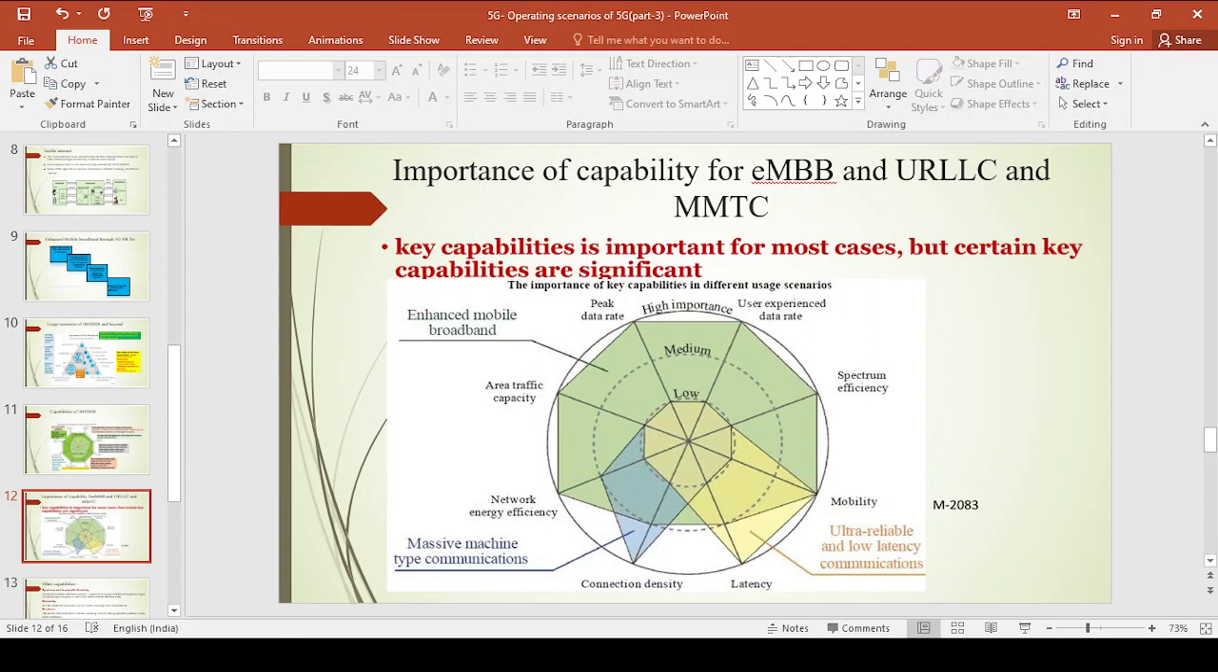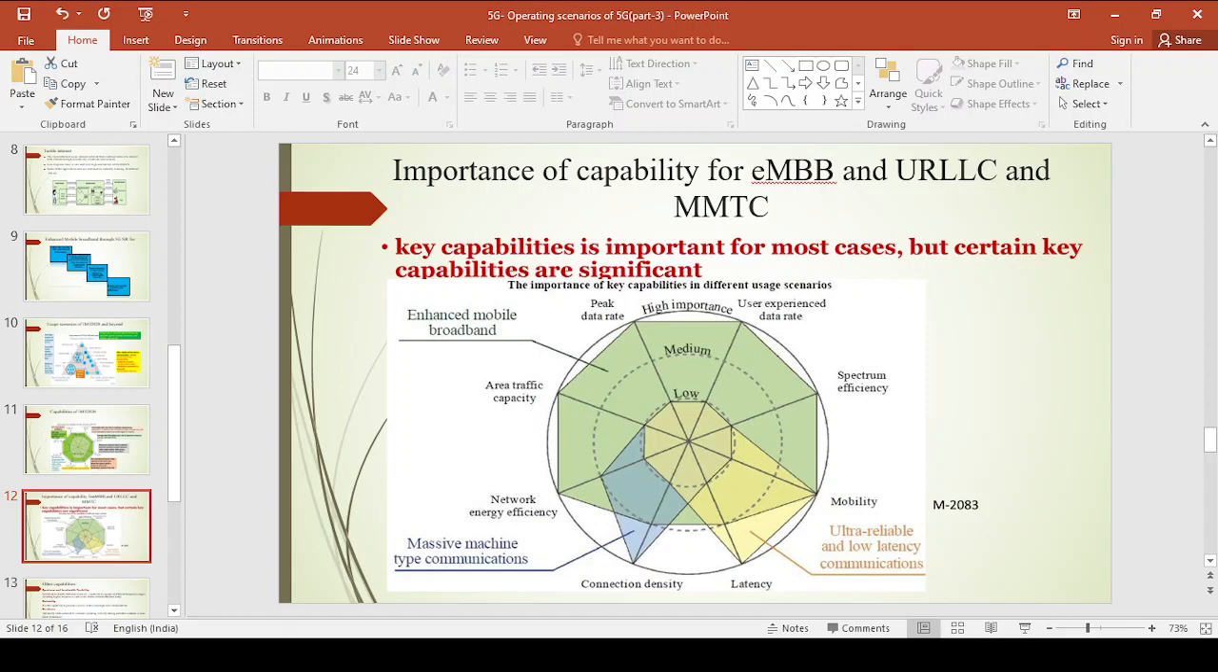Now the usage scenarios of enhanced mobile broadband require network energy efficiency, area traffic capacity, peak data rate, user experience data rate, spectrum efficiency, mobility. For massive machine type communication, because we get connected to a large number of devices, connection density should be there. Under ultra reliable low latency communication, we require low latency, that's why it requires the parameter of low latency. What I want to say is, all the parameters are not required for all the usage scenarios. Only a few are required for enhanced mobile broadband, that are figured out in this figure, and a few are required for machine type communication, that are figured out here, and a few are required for ultra reliable low latency communication, that are represented here, right?